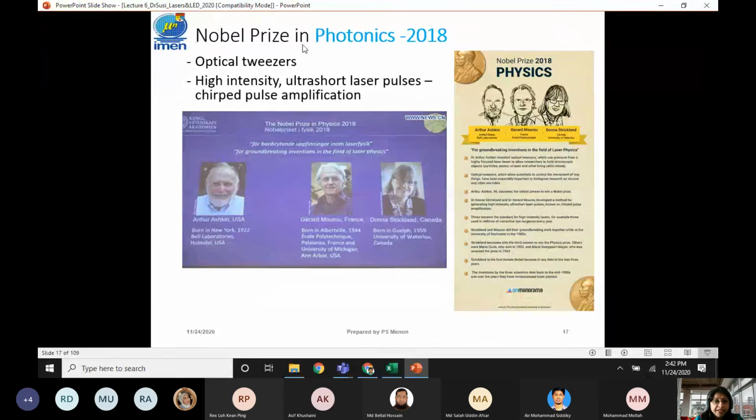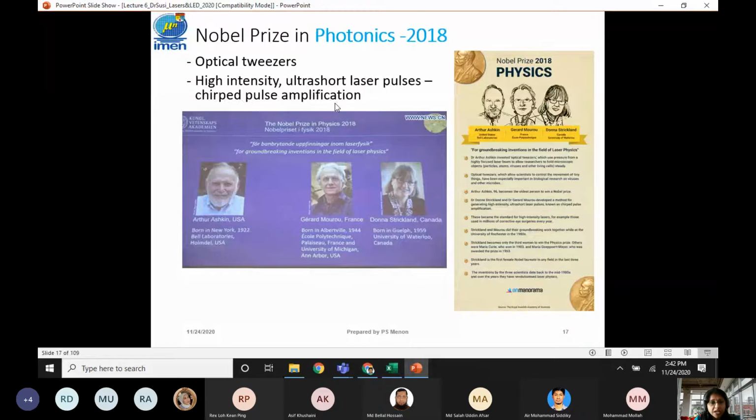So recently, the Nobel Prize in Physics, especially in Photonics, in 2018, was given to this group of people: Arthur Ashkin, Gerard Mourou, and Donna Strickland. So what was the Nobel Prize for? It was for the groundbreaking invention in the field of laser physics. Now, what did they discover? They discovered high intensity ultra short laser pulses, and we call it chirped pulse amplification.